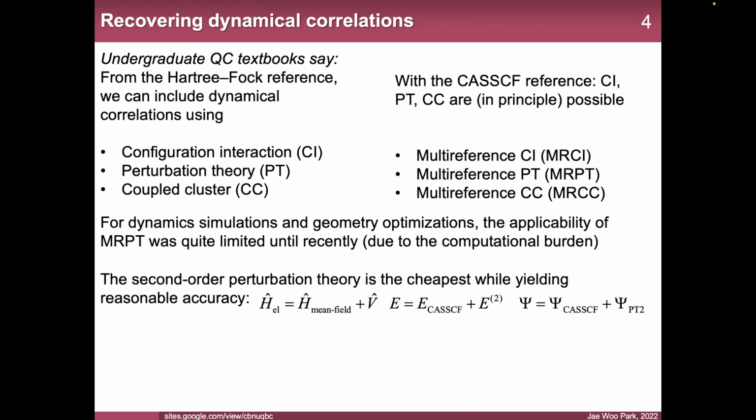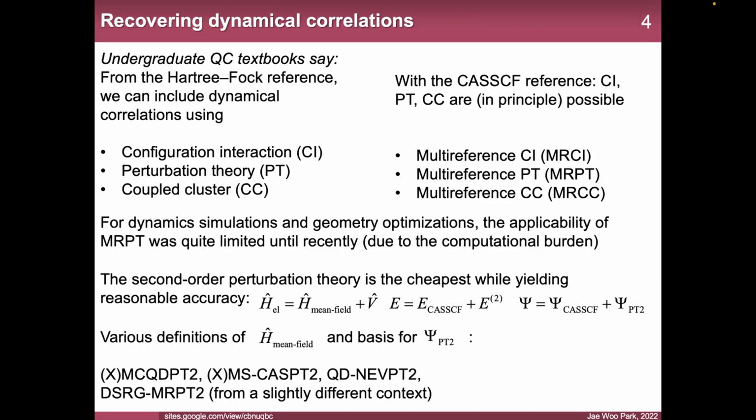What is MRPT? MRPT2 is the second order perturbation theory, and it is probably the cheapest while yielding reasonable accuracy. In perturbation theory, everyone in this room should know that the whole Hamiltonian is separated into a mean field part and a perturbation part. Then we have the second order correction to the energy, and the first order correction to the wave function.